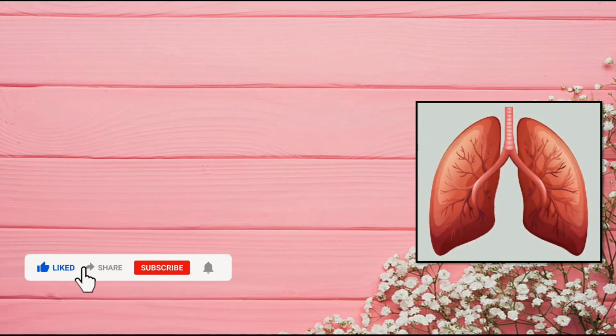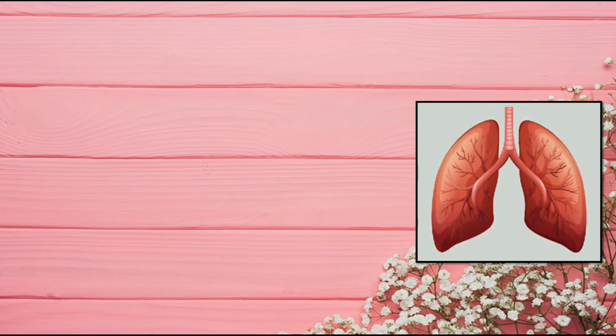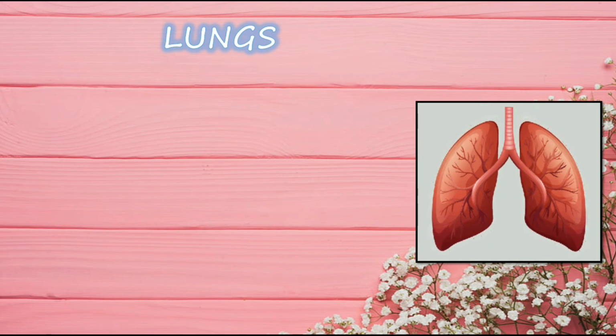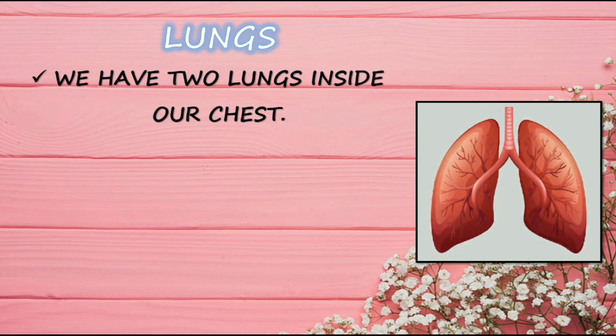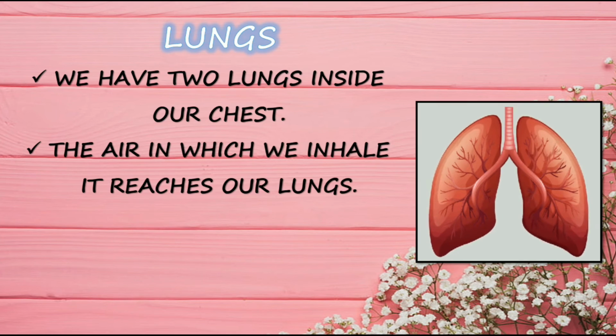Here come the lungs. Yes, I have already told you there is a pair of lungs, that is the left part and the right part. So what is the usage of lungs? They are used to inhale and exhale the air. That is, they perform the respiratory system. We have two lungs inside our chest. The air which we inhale reaches our lungs.